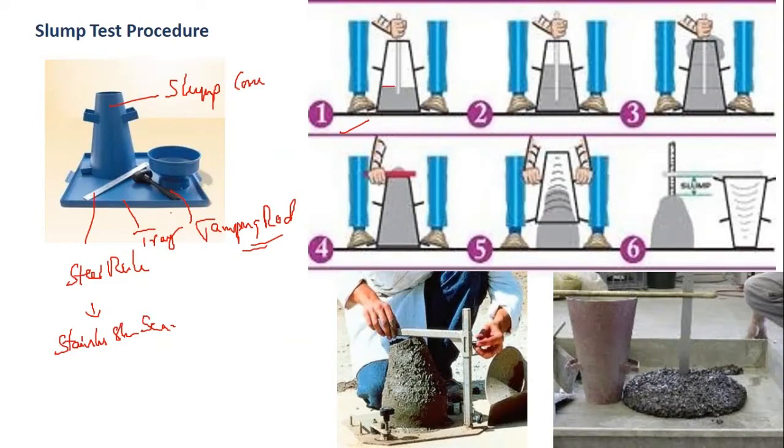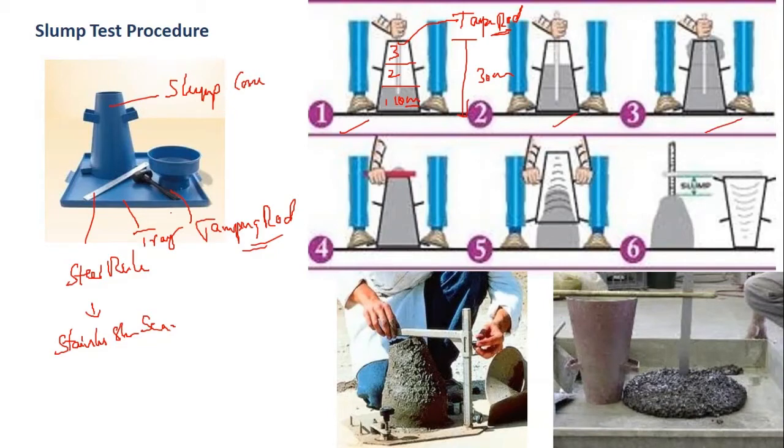Fill the concrete in 3 layers. I told you the total height is 30 centimeters, so each layer has a 10 centimeter depth. For each 10 centimeter layer, you have to use the tamping rod and tamp the concrete to remove any air present inside. Now this is the second layer, and this is the third layer.